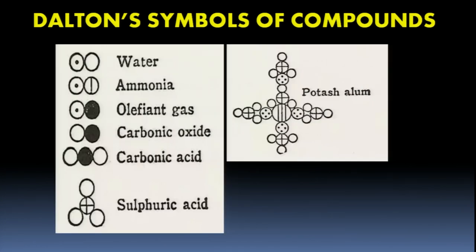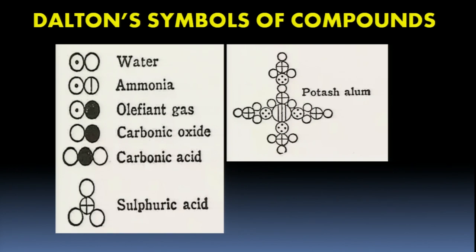Then it was improvised. Now, what about the compounds? Dalton's symbols of compounds. Like water. You know, children, hydrogen and oxygen form water. See the symbols for hydrogen and oxygen. Do you feel that it is quite easy to use and write the symbols? Water is okay, ammonia is okay, olefiant gas is carbon and hydrogen. Then carbonic oxide, sulfuric acid. For sulfuric acid, they have used oxygen and sulfur. Potash alum, such a big symbol.